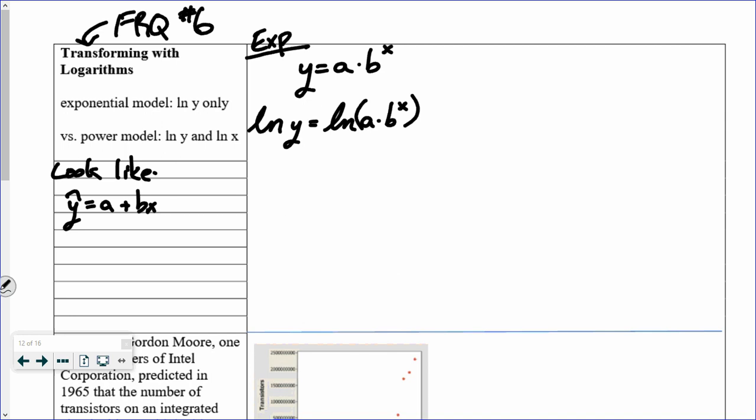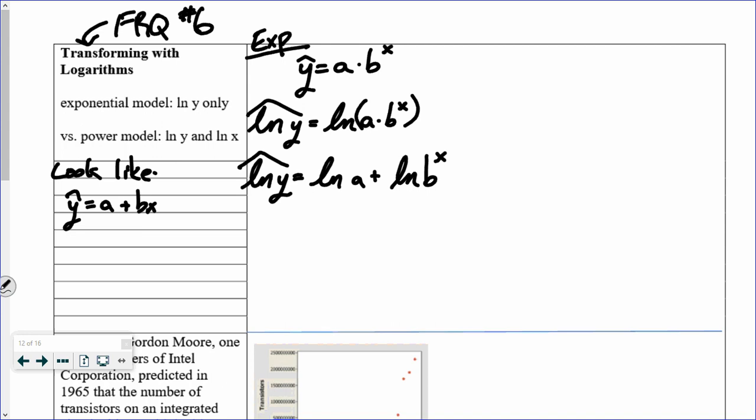We can use our product rule of logarithms to turn this into ln of y equals ln of a plus ln of b to the x. Very nice. We're getting closer. I'm going to go through and put some hats on some of this stuff while I'm at it, because remember, we are predicting. This is not a precise or always exact equation. These regression models never get it exactly right. They're making predictions. Remember, there are some error terms that we're not accounting for.